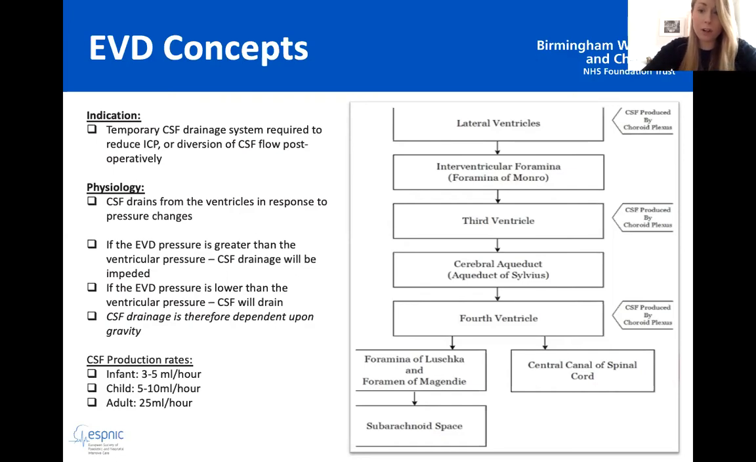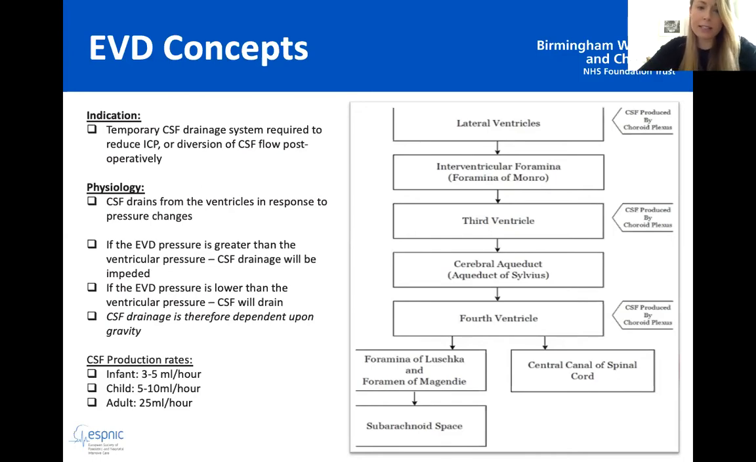So the flowchart here shows us the production of CSF. We can see its production in the choroid plexus, and then it drains through the lateral ventricles, ending in the spinal cord, surrounding the spinal cord to provide some buoyancy and lubrication. And the EVD is a system that essentially relies upon that pathway, but is very dependent on the ventricular pressure to either drain or have its CSF drainage impeded by pressure.